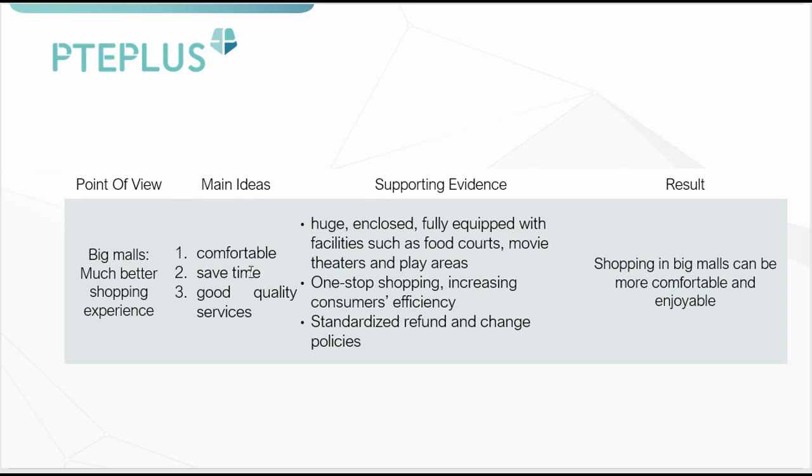Now we've figured out what our main ideas are, we can sort of branch out from the main ideas into supporting evidence. In terms of comfort, bigger malls are likely to be huge, which is a benefit. We aren't crowded in, they're enclosed, air conditioned, there's no sun, there's no rain, fully equipped with facilities like food courts, movie theaters, and playing areas. So essentially everything to make us feel comfortable. If we're bored, we have movie theaters, and if we're hungry, we've got food courts.